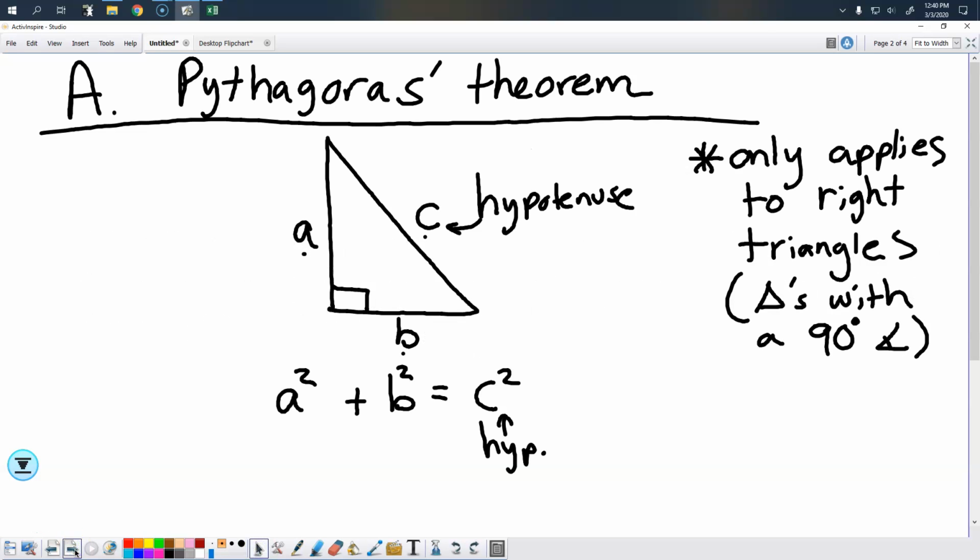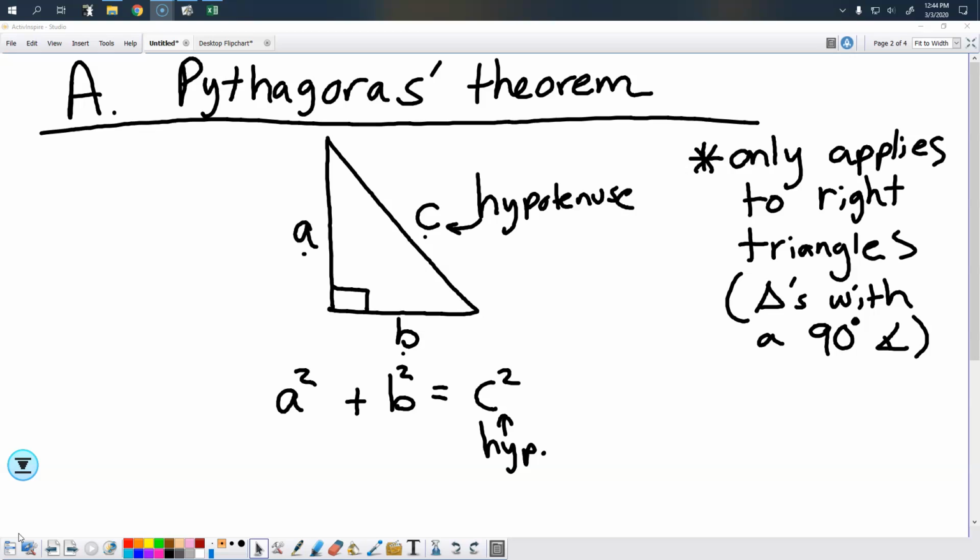So go ahead and copy down this slide, please. All right, guys. So Pythagoras theorem. If you know two sides, you can find the third side using this formula here. A squared plus b squared equals c squared, where c is the hypotenuse. The hypotenuse is the longest side of your triangle, and it's also the side directly across from the 90-degree angle. Okay, so that's how you find your hypotenuse. It's the one across from the 90, and it's the longest side.